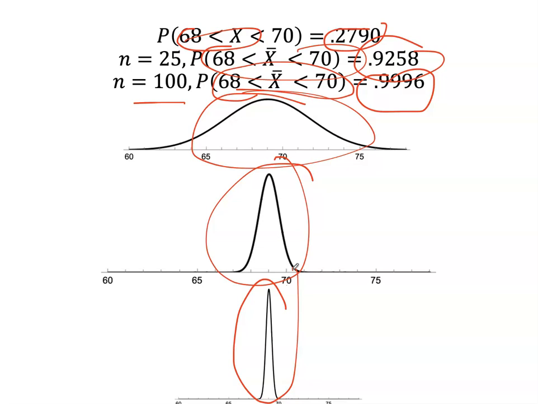And that's why if we want to estimate a population parameter like the average height of men nationwide, we would take a large sample. Because if you get a large sample, you're almost guaranteed that that sample mean is going to be really close to the population mean.